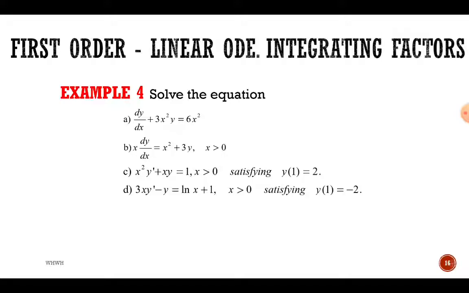If you have completed recapping what we discussed in Engineering Maths 1, in my video we discussed example A, example B, example D. Okay, we have discussed all this. Just that in this Engineering Maths 2, I have one more question here, which is x square y prime plus xy equals to 1 for x more than 0 and it satisfies y(1) equals 2.